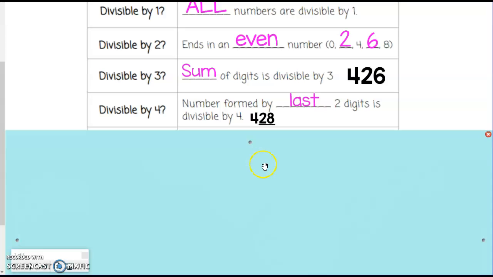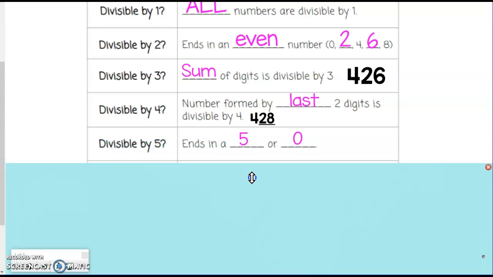For example, if I just had the number 24, well, that only has 2 digits, so I know that I can figure out if it's divisible by 4 or not, because I can use my multiplication facts. But this is for bigger numbers, so we can use that skill.